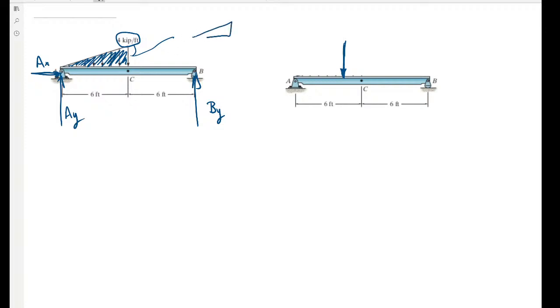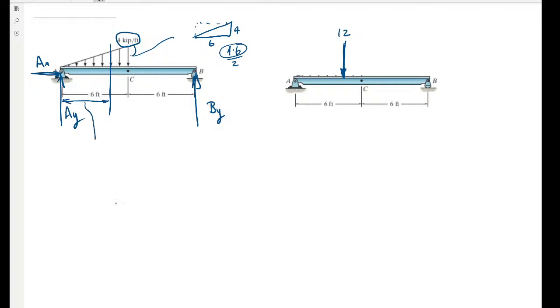So if I had a triangle that was 4 and then 6, the area of that triangle, 4 times 6 over 2, or 12. Since it is a triangle, its location is 2/3 from the light end.